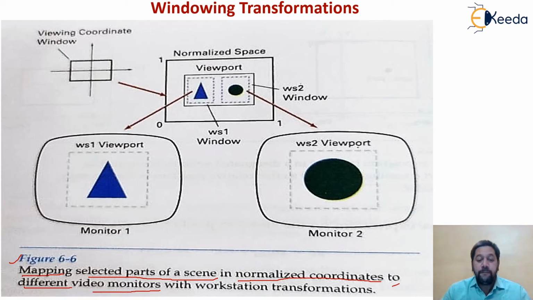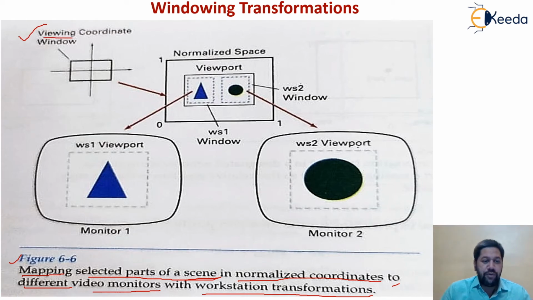Because whatever we have captured in a scene, I may want to divide that part and display some part on a different monitor screen with workstation transformation. So this may be my workstation 1, workstation 2, and so on. Now just understand whatever we are learning. I want everyone to concentrate on this particular diagram.